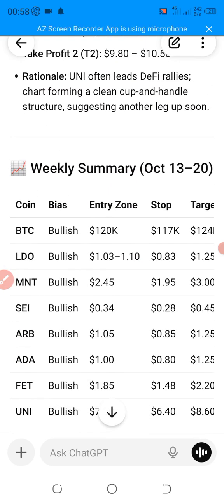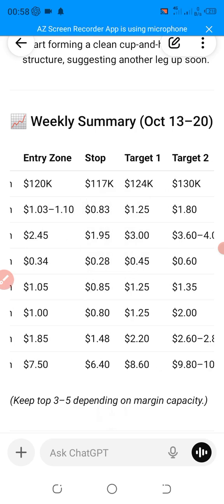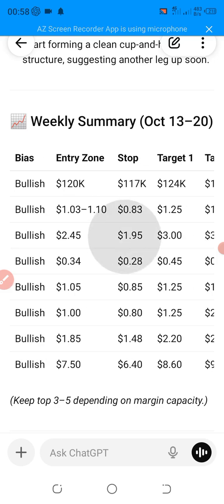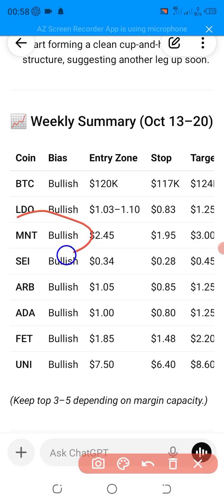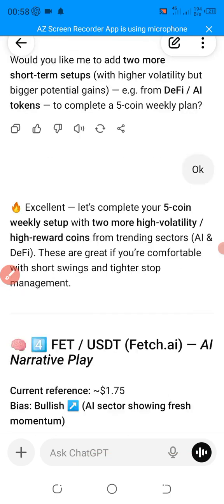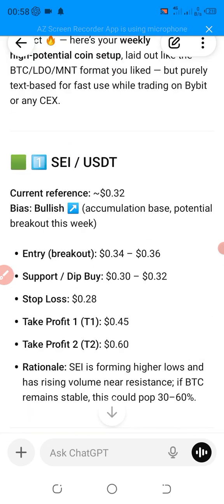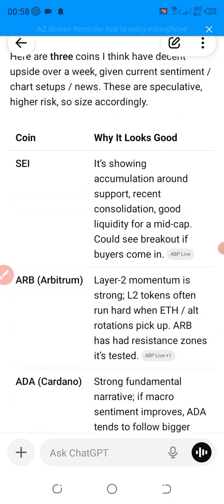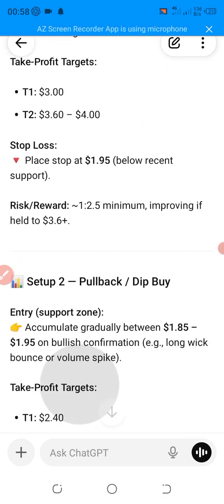Now the MNT that I just talked about, you can see the MNT, this is the MNT I just showed you on the other side. You can see, this is MNT. Now let me show you the MNT here. Let me scroll up. You see what I'm saying now. For the MNT, it gave me, let me show you the MNT here. So you can see this MNT.